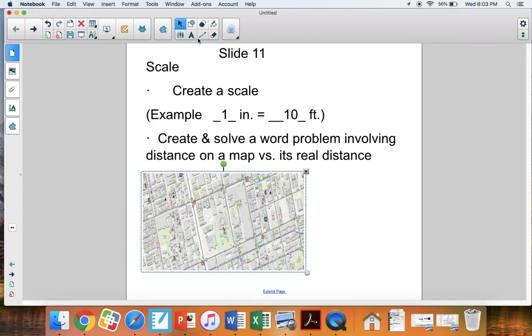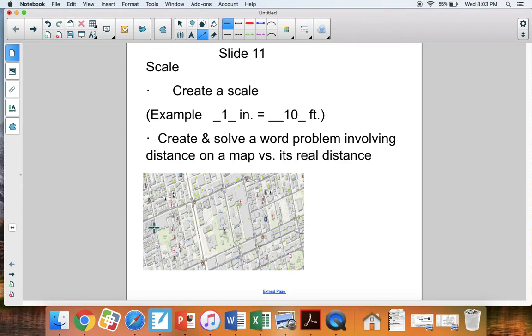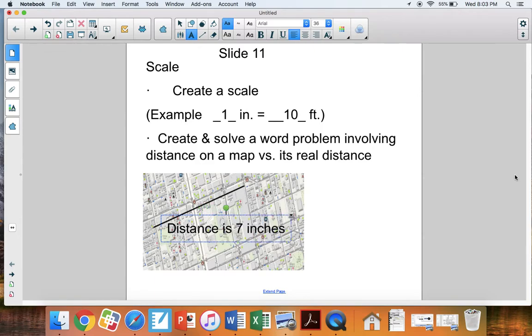Then you're going to draw a line on it. And let's say we're going to look at this line that's right here. And we're going to say on this map that this distance is 7 inches. So if 1 inch equals 10 feet, how much distance is this in real life?